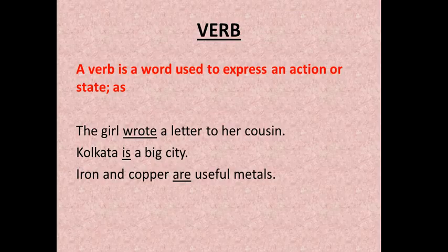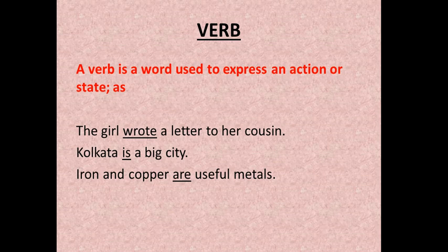The fourth part of speech is verb. A verb is a word used to express an action or state. In simple words, we can say a verb is an action word or doing word. For example, the girl wrote a letter to her cousin. So here what is the action being taken? Wrote. So wrote is a verb.